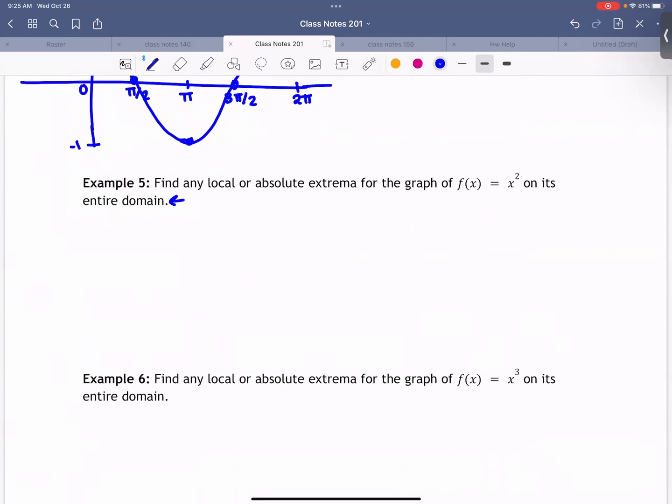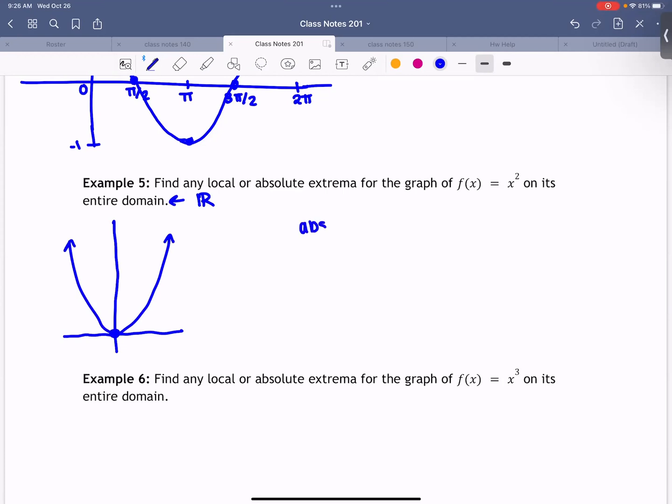That's the range. Negative infinity to infinity, right? All real numbers. I can plug anything into x squared. Now, just sketching the graph of x squared that we know looks like a parabola. So it looks like a U. Let's figure out extrema here.